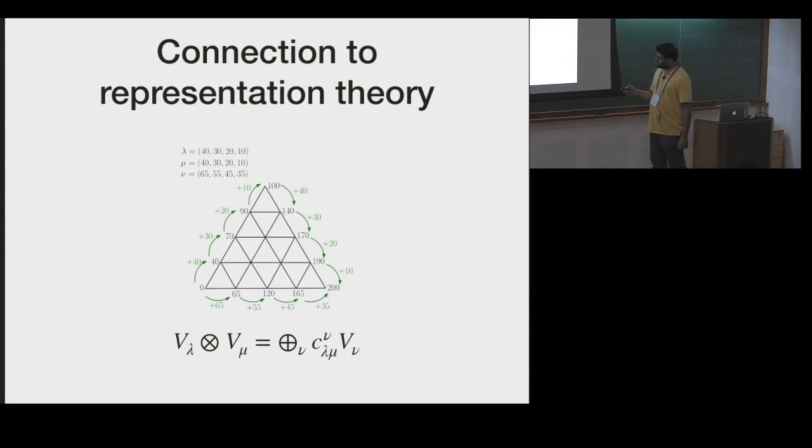So what you do is you take this triangle and you write in increasing order 0, then 40 because 40 is here, then you add 30 because 30 is here, add 20 because 20 is here, add 10, and you get numbers 40, 70, 90, and 100. Then you go down, you add mu. So you add 40, you get 140, you add 30, you get 170, add 20, you get 190, add 10, you get 200. And lastly, for the last side, you put nu. So nu is 65, 55, 45, 35.